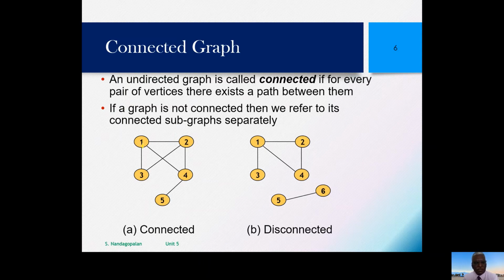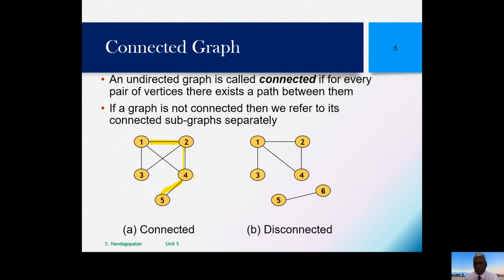Remember, direct connectivity is different from a path. This is direct connectivity. 1 to 2 is a direct connectivity. Whereas 1 to 5, there is no direct edge. Direct connectivity is not there, but I can get a path to reach 5 via several other vertices. For example, 1 to 2, 2 to 4, 4 to 5. So I can actually get a path to go from 1 to 5 via 2 and 4.